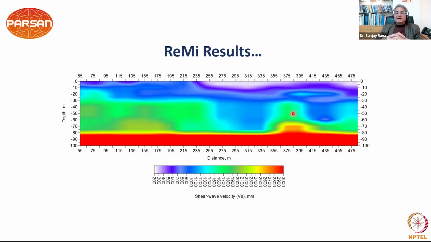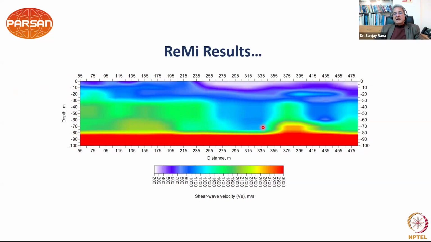And once you process the data, so this is the dam top. As you can see, this is the depth. This is the bedrock level and foundation level, you can say. And this is the result of refraction microtremor. So it's around 100 meters depth. And it's very, very clear that this is the dam velocity, shear wave velocity.